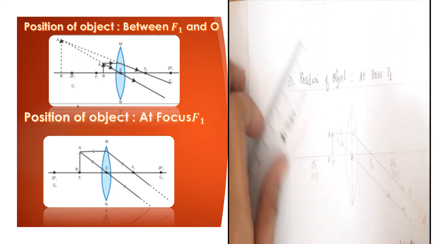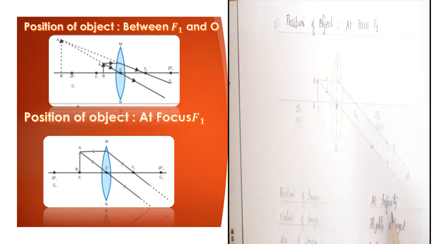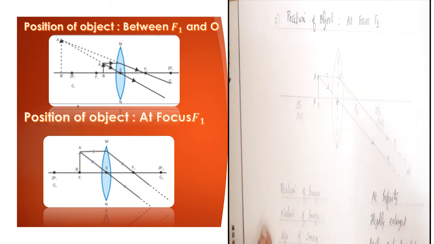So as we studied in mirrors, position of the object, when we keep the object at F1, an image is formed at a very far off distance, or we can say that the position of the image is at infinity. Nature of the image: we get a highly enlarged image at a very far off distance. So the size of the image is highly enlarged, and the nature of the image is real and inverted.